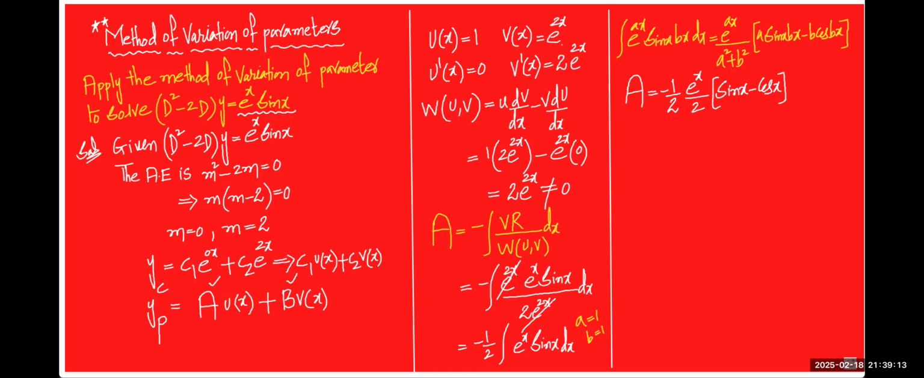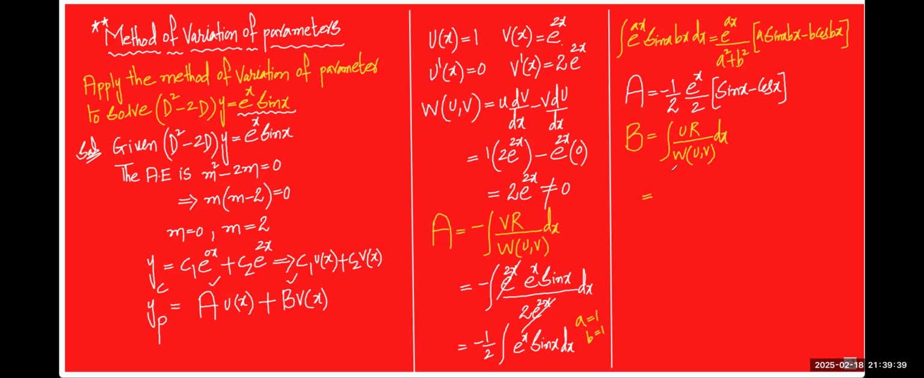Now to get the value of B, what is the formula? B is equal to integral of, quite opposite, u by Wronskian of u comma v into dx, which is equal to u value. Can you tell me that? Come on, answer.